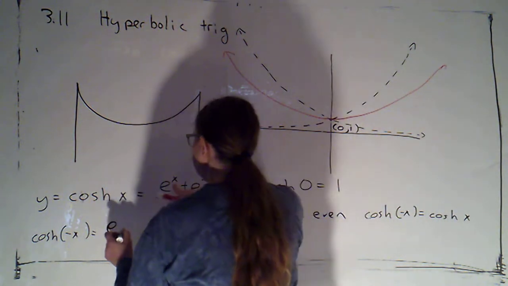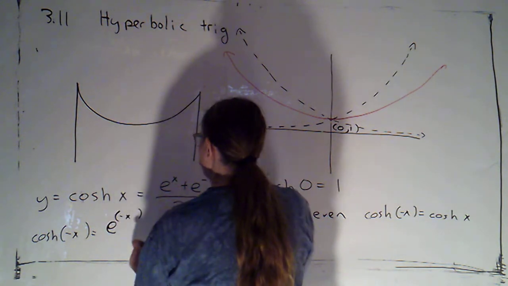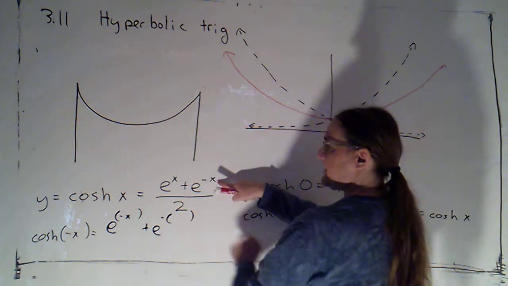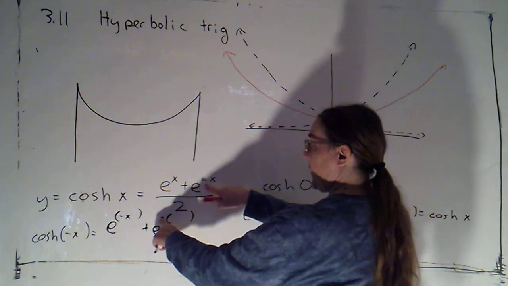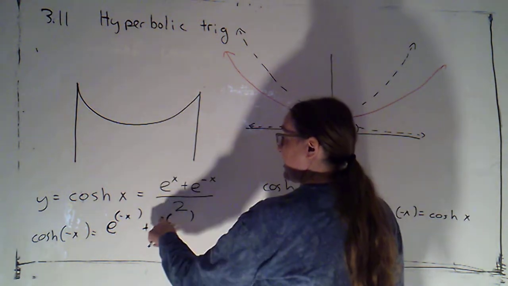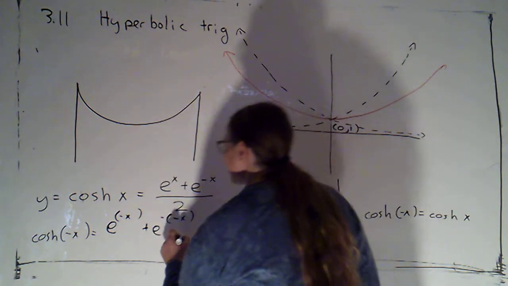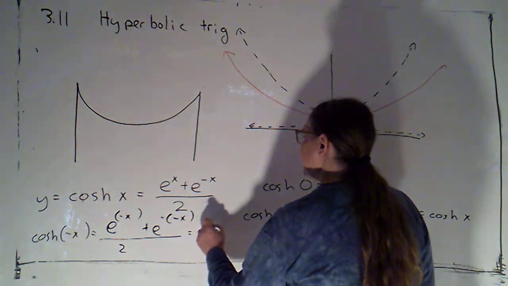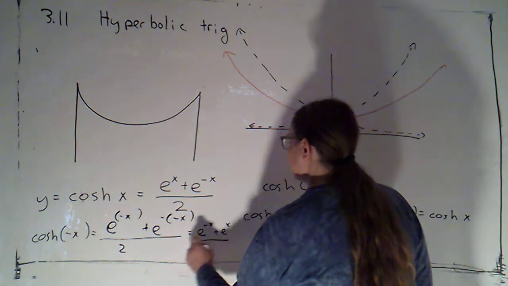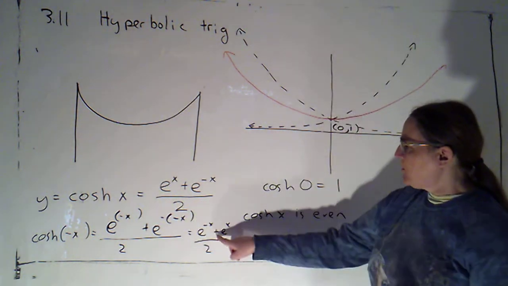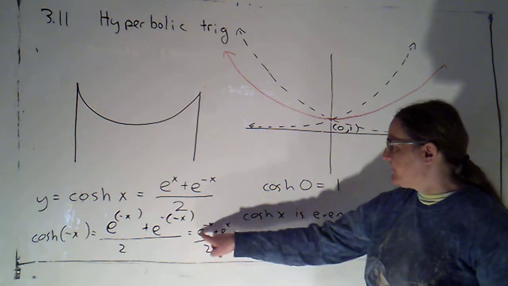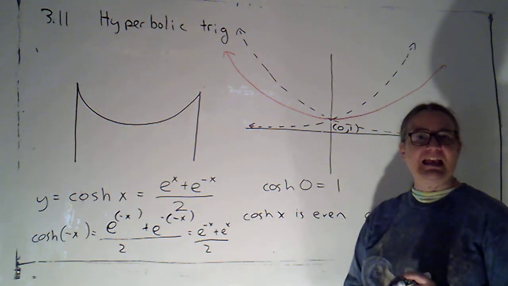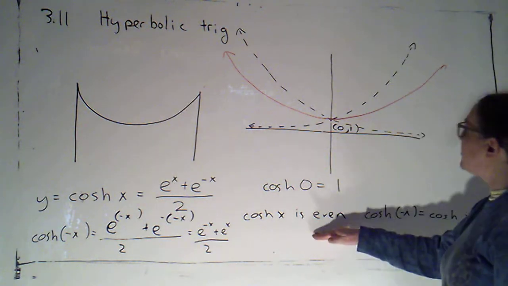So that would be e to the opposite of x plus e to the... here I'm replacing x with the opposite of x, but there was already a negative sign in front of it. So my exponent is the opposite of x, all over 2. Notice that's e to the negative x plus e to the x over 2. And when we add, it doesn't matter which of the terms I write first. That's still the sum of an e to the x and an e to the negative x. Okay. So cosh is even.